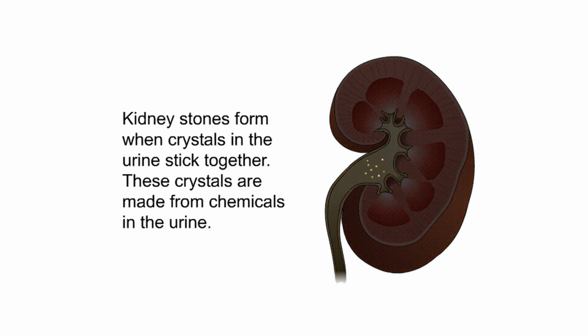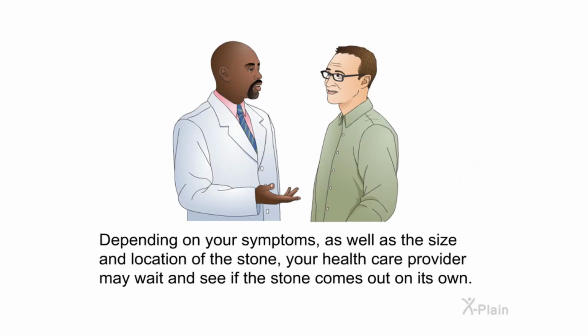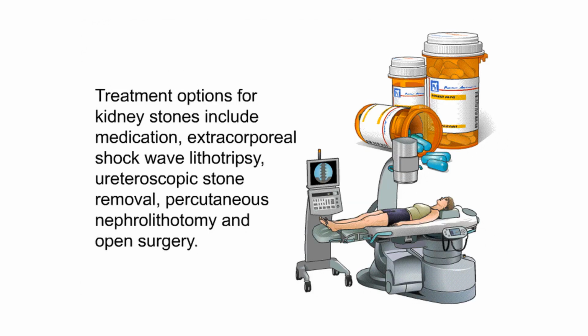Kidney stones form when crystals in the urine stick together. These crystals are made from chemicals in the urine. Depending on your symptoms, as well as the size and location of the stone, your healthcare provider may wait and see if the stone comes out on its own. Treatment options for kidney stones include medication, extracorporeal shockwave lithotripsy, ureteroscopic stone removal, percutaneous nephrolithotomy, and open surgery.